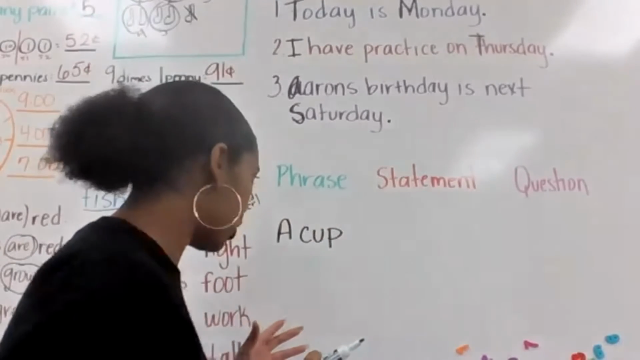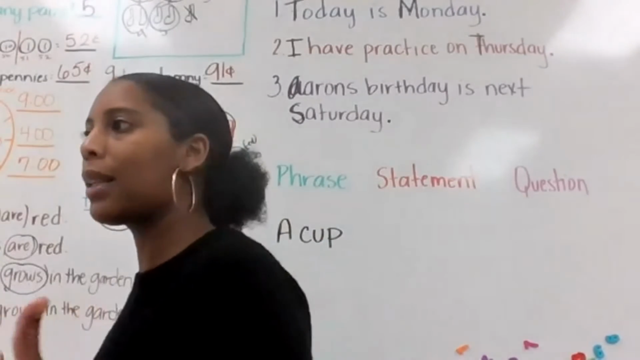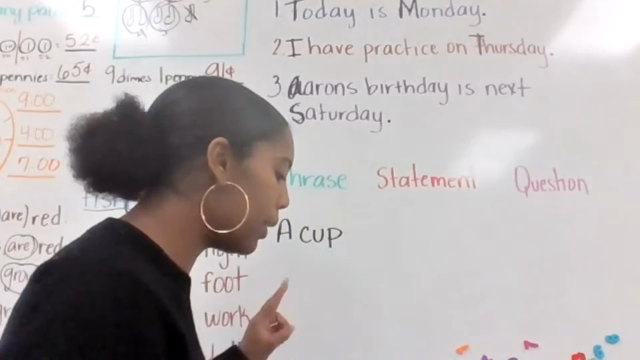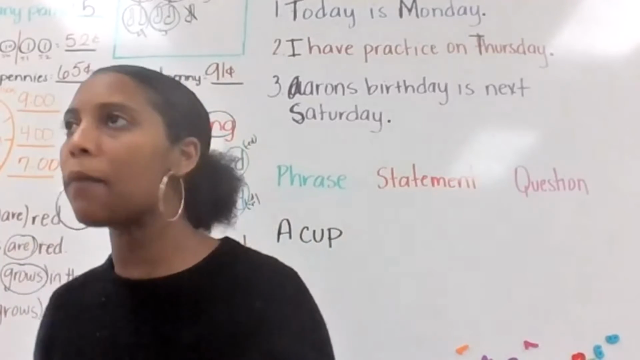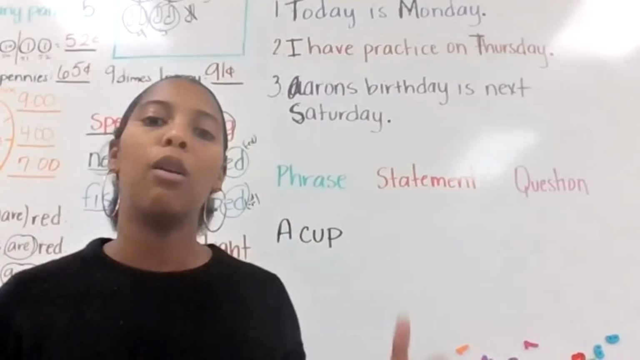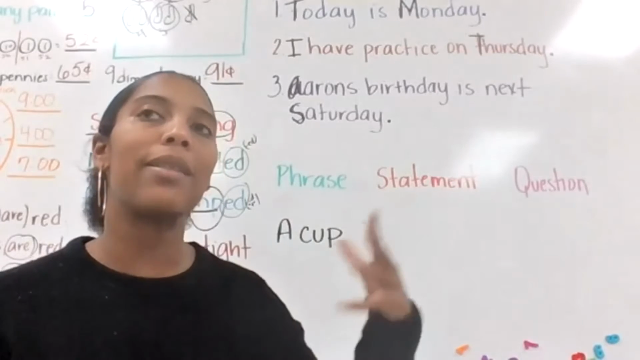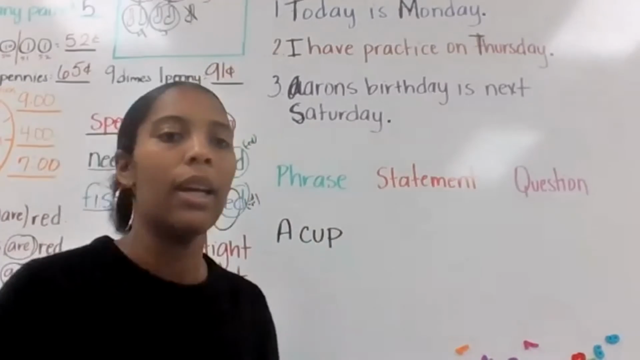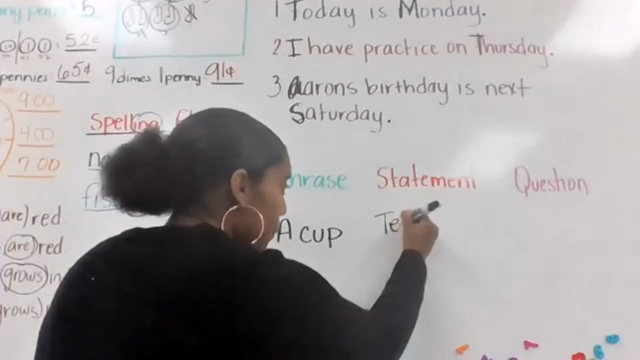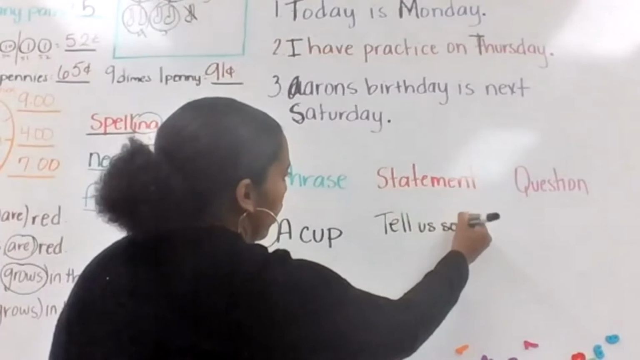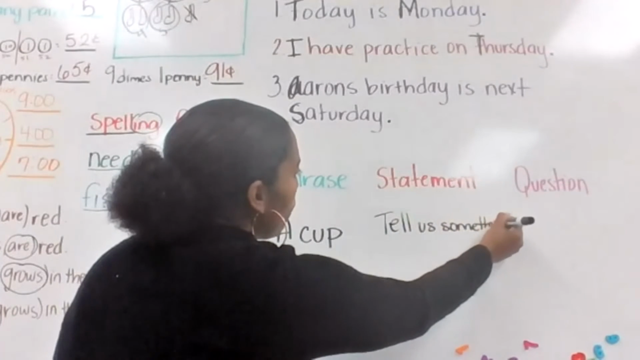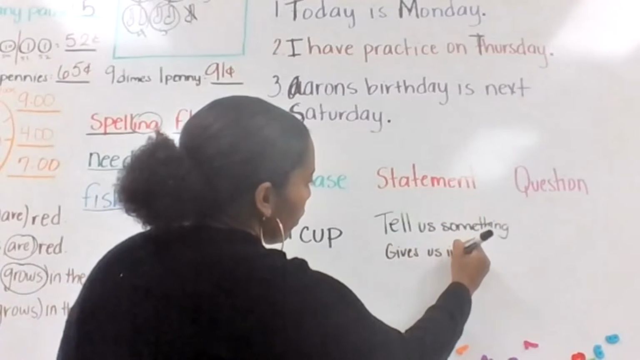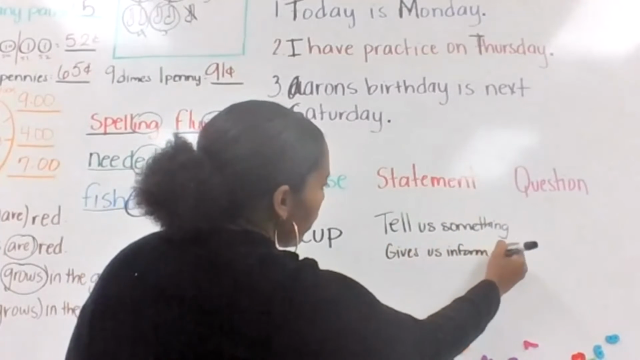Remember, I gave the definition of what a statement sentence does. It does two things. That's how we know it's a statement. It will have the full who and the full what, but being that we're learning the different types of sentences, we have to know exactly what a statement sentence does. A statement sentence will tell us something. Yeah. And it gives us information.